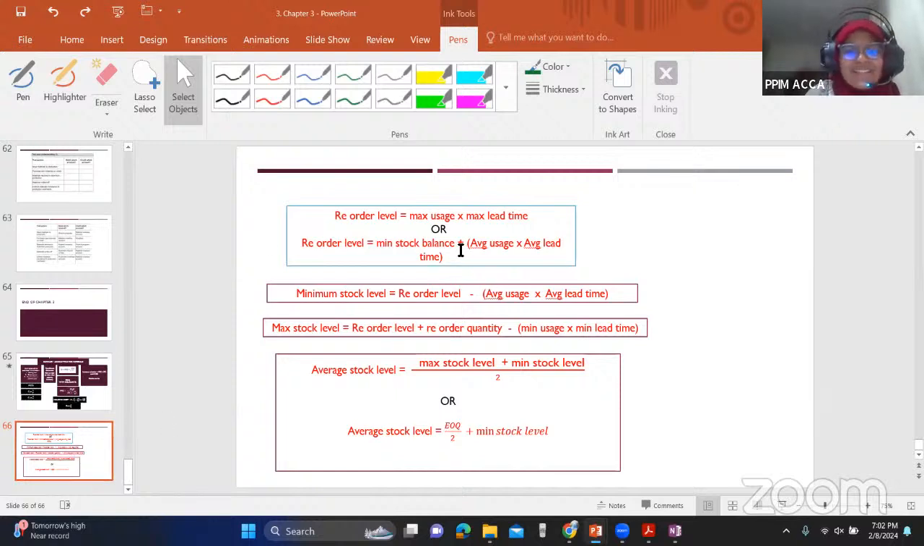So you can see there is a situation for reorder level. There are two equations. Based on whatever information you have in the question, you have to decide which equation to use. Sometimes they will give you usage and lead time, so obviously you can't use the second one. You can only use the first one. Sometimes they will give you minimum stock balance, average usage, average lead time. In that case, you can use the second equation. So based on the question only, you can decide which one to go for.